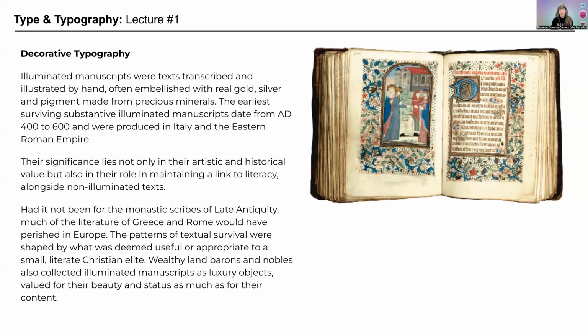Even wealthy land barons and nobles who were illiterate still collected illuminated manuscripts because they were luxury objects. They were a flex. They were valued for their beauty and their status as much as their content. So, because of their beauty, because of their status, a legacy of written history and language survived through a period of extremely low literacy rates in Europe.